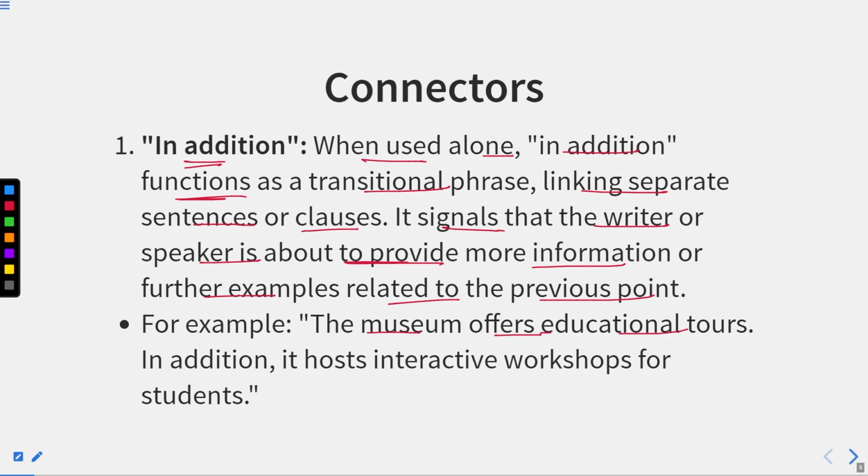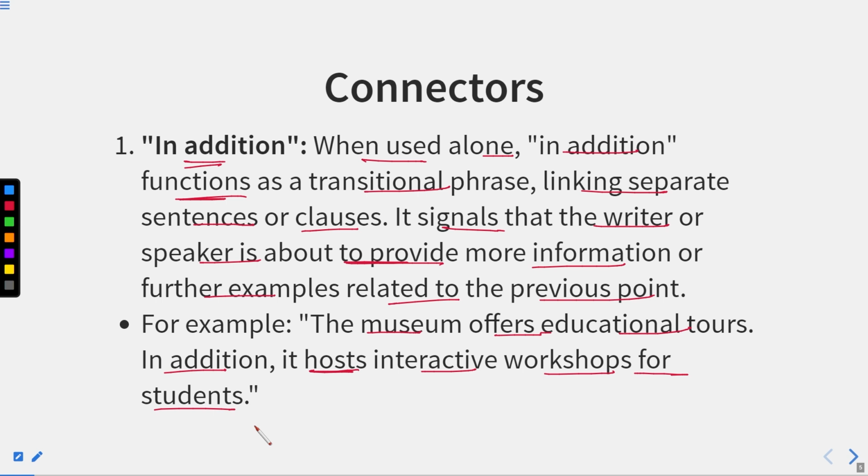The museum offers educational tours. In addition, it hosts interactive workshops for students. Now, we are providing some more information about the same museum. First of all, the quality or the thing about the museum is said in the previous statement, that is, the museum offers educational tours. So, this is one point about the museum. In addition, shows something extra about this museum, or you can say when it provides something in complement or complementary. It hosts interactive workshops for students. So this is extra functioning of the museum, which has been shown in the later statement with the help of in addition connector.